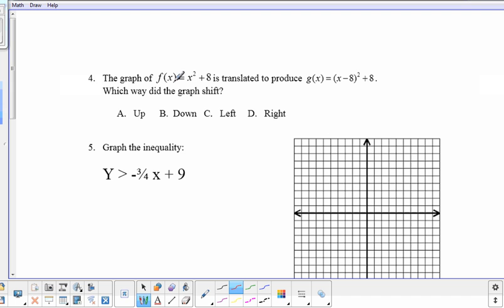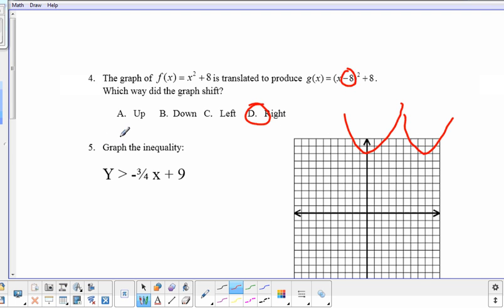Number 4. The graph of f of x equals x squared plus 8 is translated to produce (x minus 8) squared plus 8. Well, notice the only thing that changed from here to here is this part. And this would mean that it went, well, let's do x squared plus 8. X squared plus 8 would be right about here. And then x minus 8, that would go right 8. It would actually end up still up 8, but right 8 from the origin. So really it just moved to the right. Because remember, inside it's opposite.